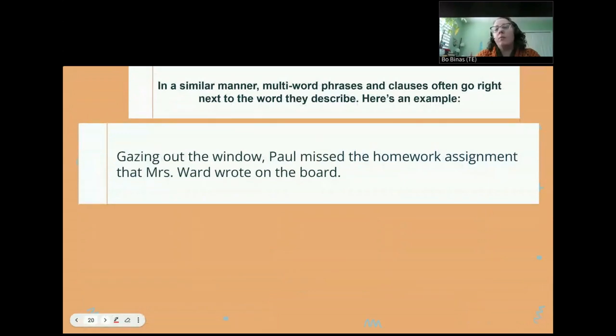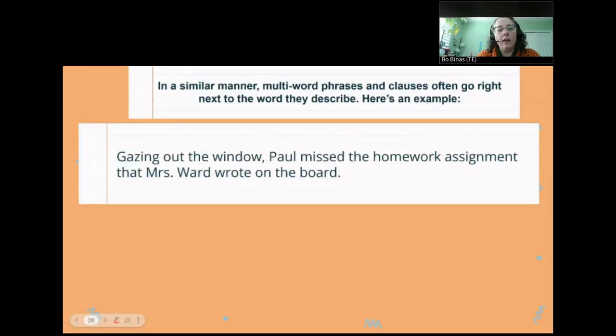Okay, so let's practice a little tougher question. Gazing out the window, Paul missed the homework assignment that Mrs. Ward wrote on the board. Okay. So let's label our subject, verb, object. What's our subject? Paul. That's right. Paul's our subject.